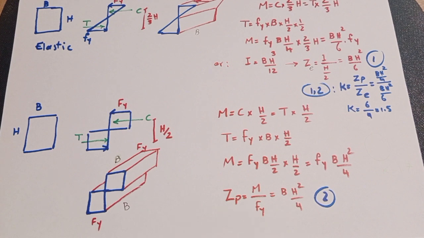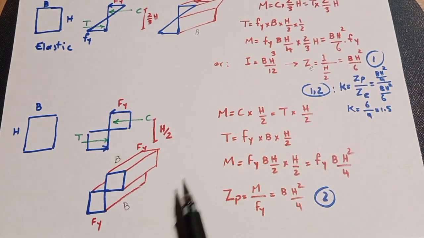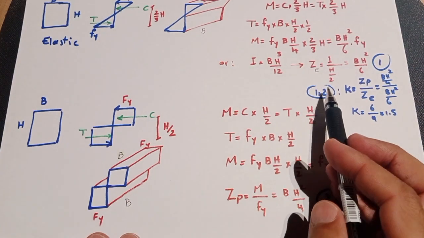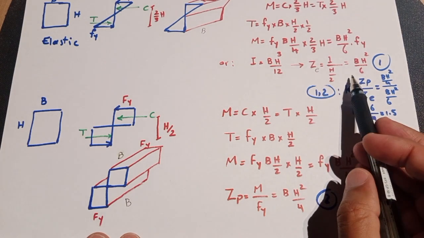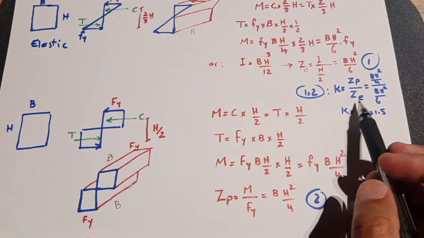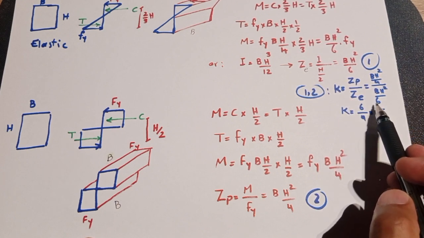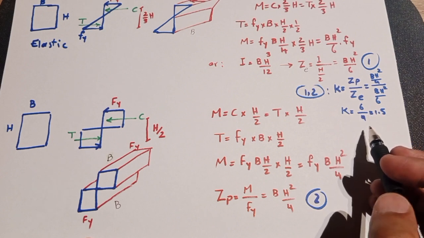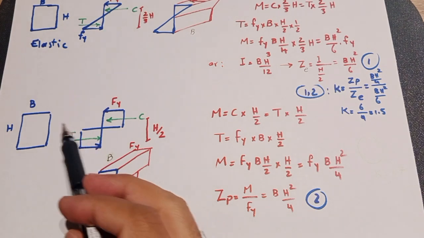Here we see that the modulus of section in the elastic range is BH squared on 6, and for the plastic range is BH squared on 4. So K, that is the shape factor for this solid rectangle section, is ZP on ZE, or MP on ME, equal to BH squared on 4 divided by BH squared on 6, and finally K is equal to 1.5. That is a unique number for this shape.